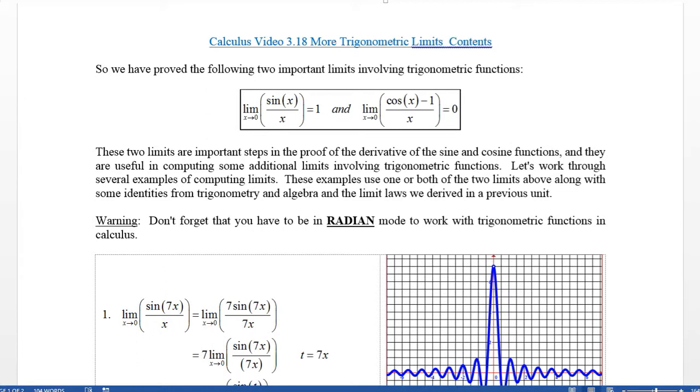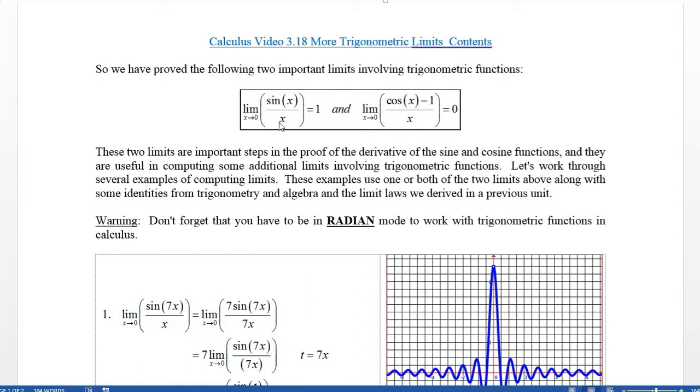This is Jack Jackson. In this video, we're going to be looking at some more trigonometric limits, so limits involving trig functions. And they're going to be based on these two limits here that we just proved in our previous video. The limit as x goes to 0 of sine x over x equals 1, and the limit as x goes to 0 of cosine of x minus 1 over x equals 0.